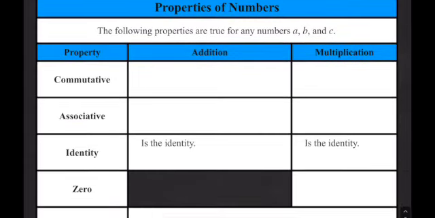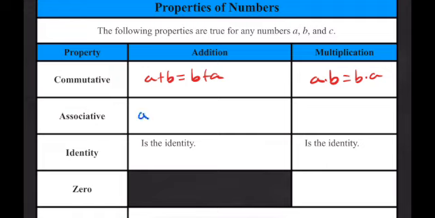Just recap. Here's our properties of numbers. This is to recap everything we've talked about thus far. Commutative property says that if we have a plus b, it's the same thing as b plus a. Does not matter the order. 5 plus 7 is the same as 7 plus 5. Multiplication. A times b is the same thing as b times a. 7 times 5 is the same thing as 5 times 7. Does not matter the order for multiplication.